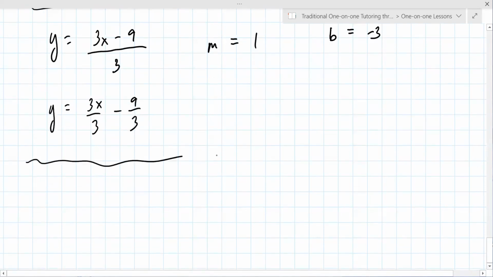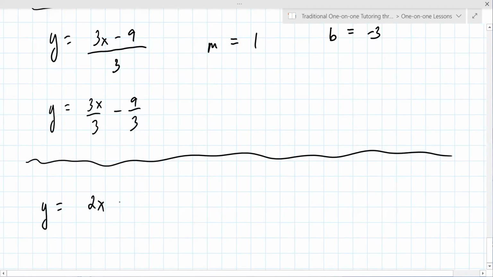All right, let's do one more. Hopefully we can move on to some other things here. Let's do 2x minus 4 over 4. What is m and what is b?